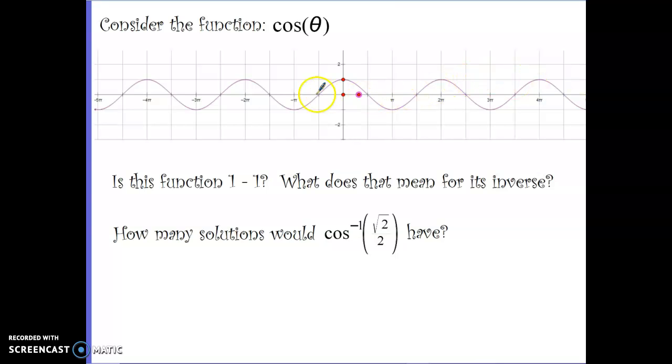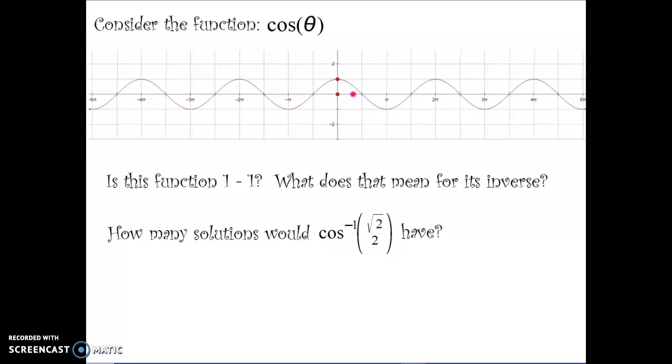Okay, let's try cosine. So I have a larger graph of cosine here just to emphasize the fact that it goes on and on forever, both directions. It doesn't stop at negative 2 pi and positive 2 pi. It just goes on forever in both directions. So if I asked you for the cosine of square root of 2 over 2, how many answers would you give me? Well, just on what I have right here, I count 1, 2, 3, 4, 5, 6, 7, 8, 9, 10. So 10 different solutions to that just in between negative 5 pi and 5 pi. If I extended this out, it could go on infinitely. I have infinitely many solutions to that.